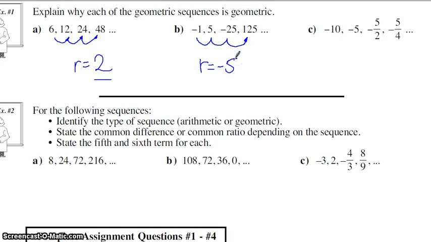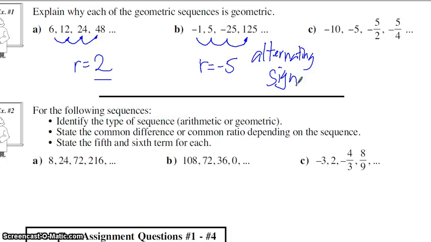For arithmetic sequence, if the common difference is negative, the sequence gets smaller and smaller. But for geometric sequence, if the ratio is negative, it doesn't get smaller and smaller. It alternates, from negative, positive, negative, positive. So we have alternating signs when we deal with geometric.